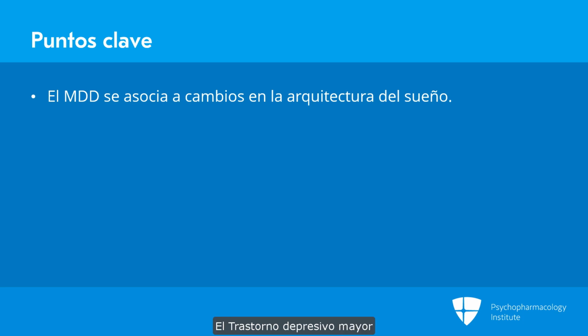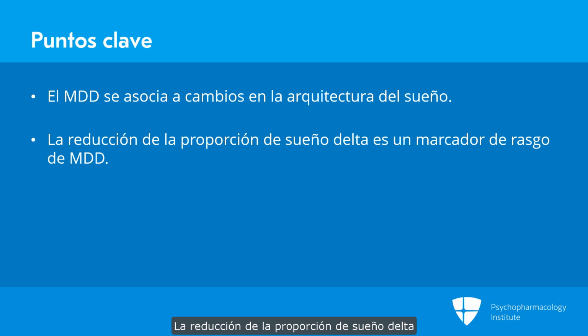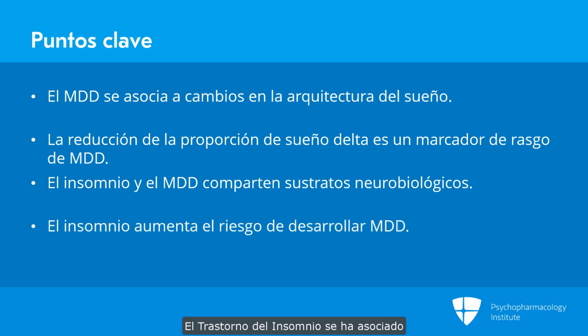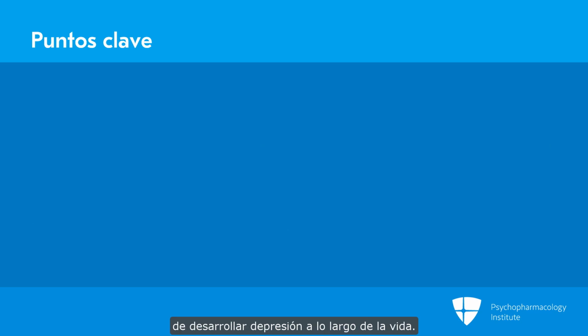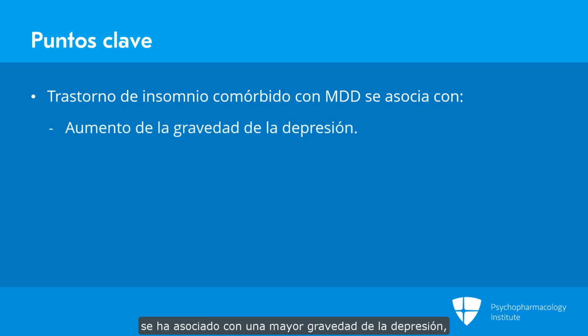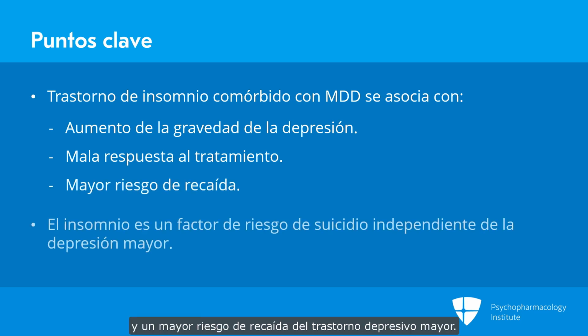Key points. Major depressive disorder is associated with sleep architectural changes, including decreased slow wave activity and REM sleep disinhibition during sleep. Reduced delta sleep ratio is considered to be a trait marker of major depressive disorder. Insomnia disorder has a bidirectional relationship, and it shares common neurobiological substrates with major depressive disorder. Insomnia disorder has been associated with significantly higher risk of developing depression across lifespan. Insomnia disorder comorbid with major depressive disorder has been associated with increased depression severity, poor treatment response, and increased risk of relapse of major depressive disorder.